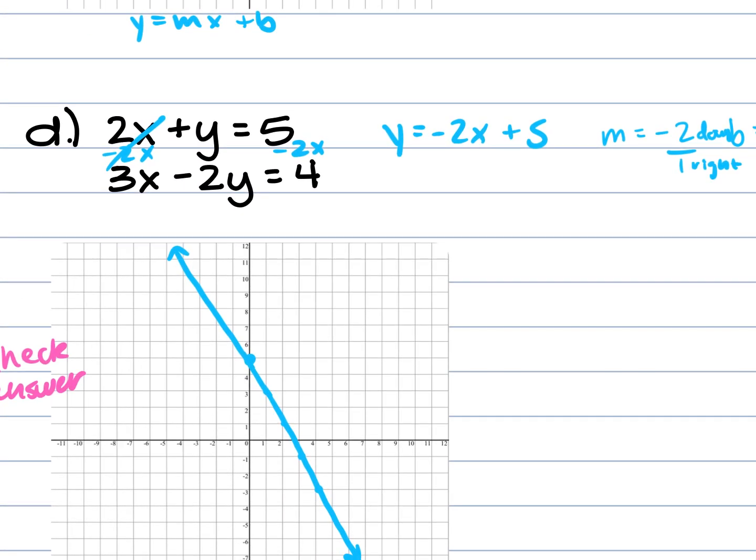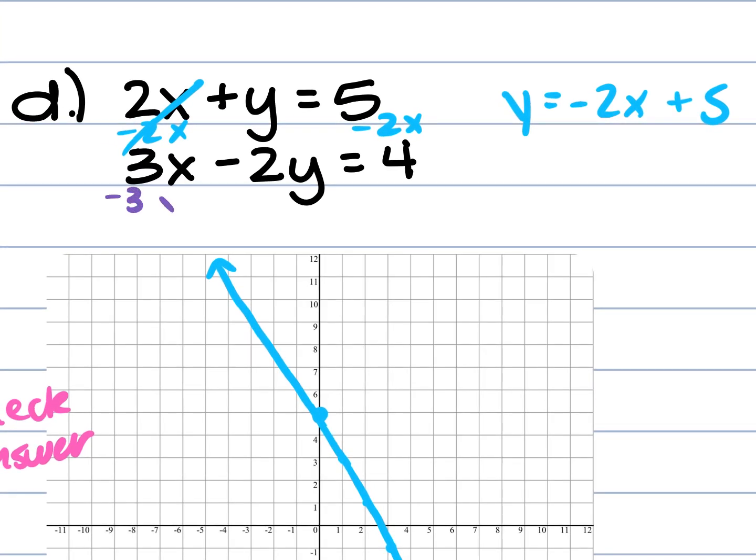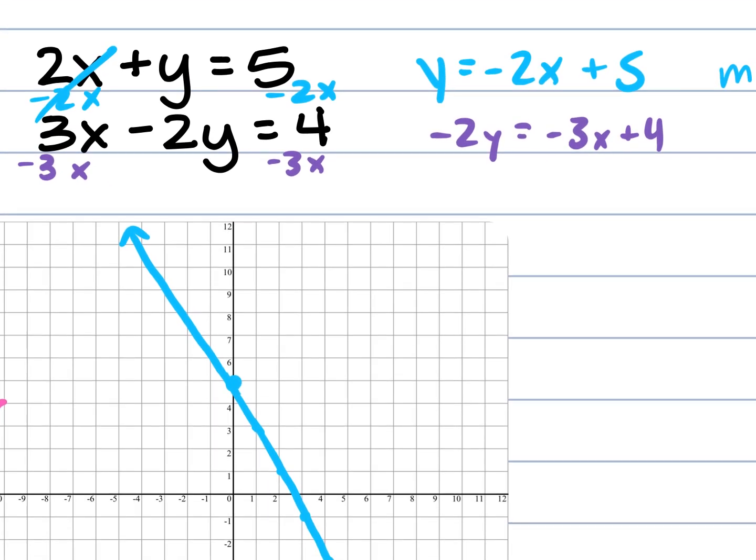All right, for the next one, how do I put it in slope-intercept form? Subtract the 3x first. So now we have negative 2y is equal to negative 3x plus 4. Now it's still not y equals. How can I make it y equals? Dividing. Awesome. Since negative 2 is being multiplied to y, I want to divide everything by negative 2 to get rid of it, to move it to the other side.